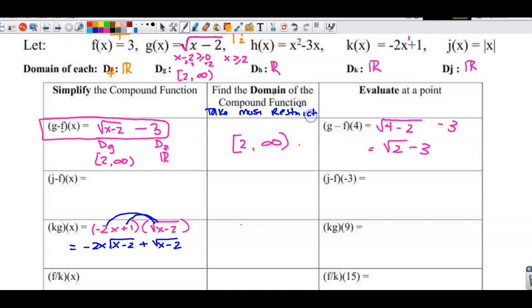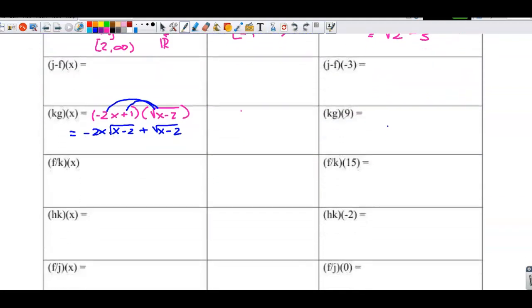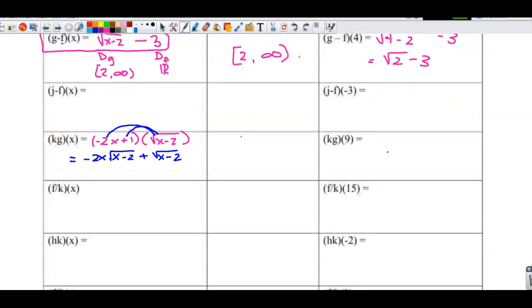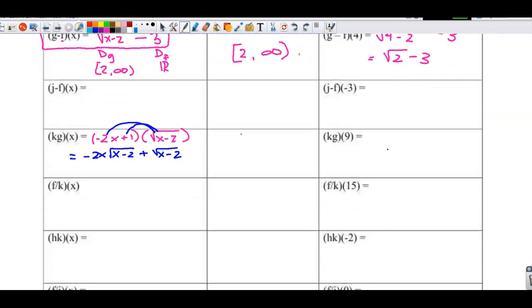Okay, I just wrote take most restrictive domain. That's important. So out of these two, K and G, it was G that had the most restrictive domain. So I'm going to accept that domain. And it makes sense. I'm not allowed to put a negative number underneath here. So 2 is the lowest X value I can put in there. If I put in 1 or 0 or any negative number, I'd have a negative underneath the square root.